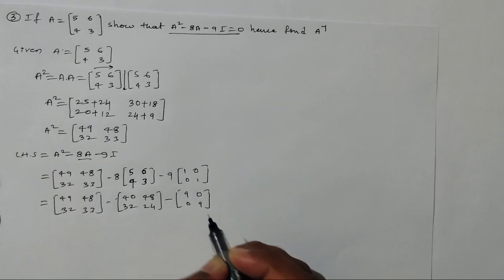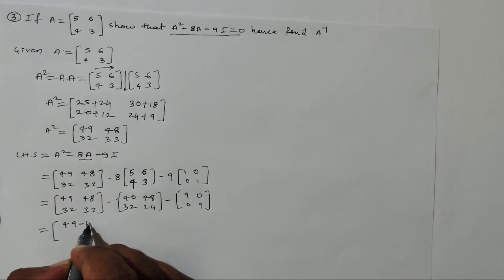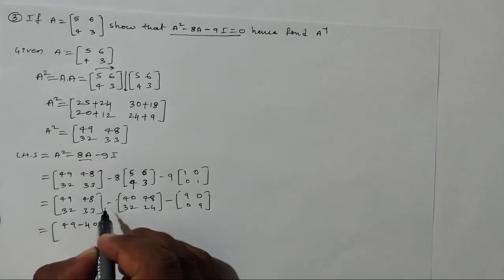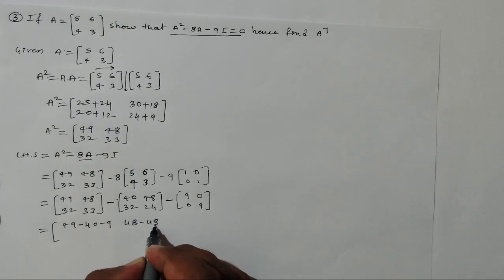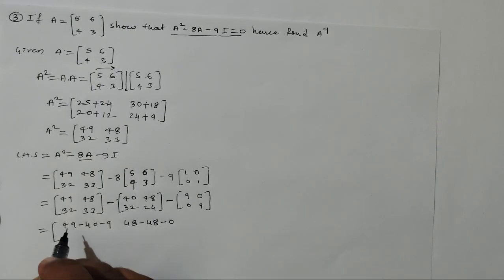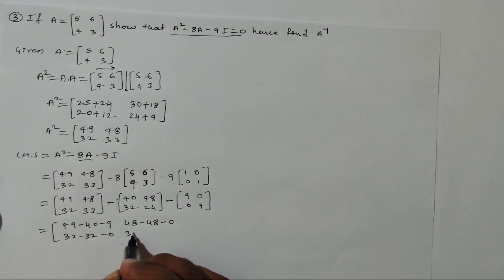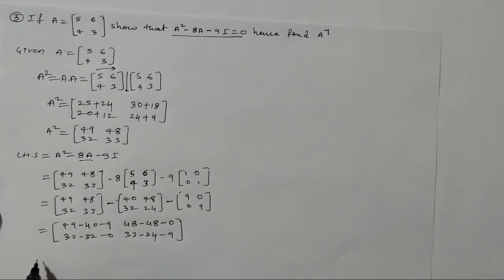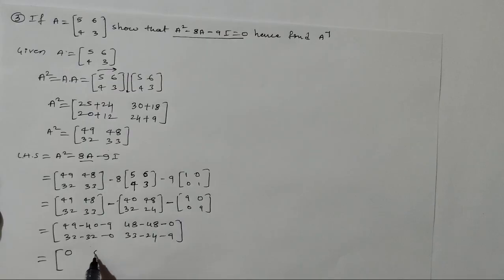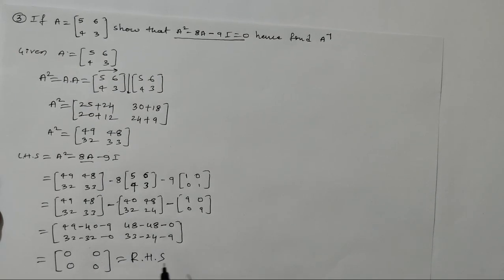9 0 0 9. That is equal to, see, 49 minus 40 minus 9. Okay, next 48 minus 48 minus 0. Next 32 minus 32 minus 0. Okay, next 33 minus 24 and minus 9. So that is equal to, see, 0 0 0 0, right? Okay, LHS equal to RHS.